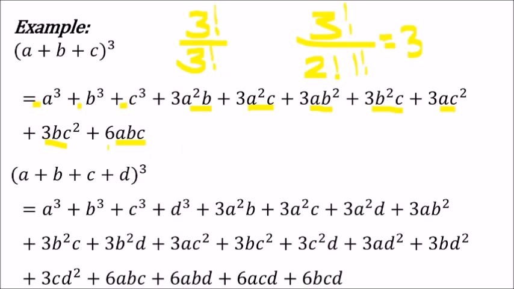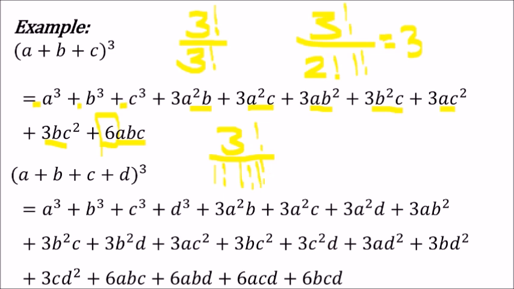And then the last term, bakit 6 yung coefficients nito? So if you look at the exponents, we have A, B, C, may tatlong 1 dyan. If you add that, 3 yan lahat. Apply the formula, that is 3 factorial all over yung mga exponents, 1 factorial times 1 factorial times another 1 factorial.